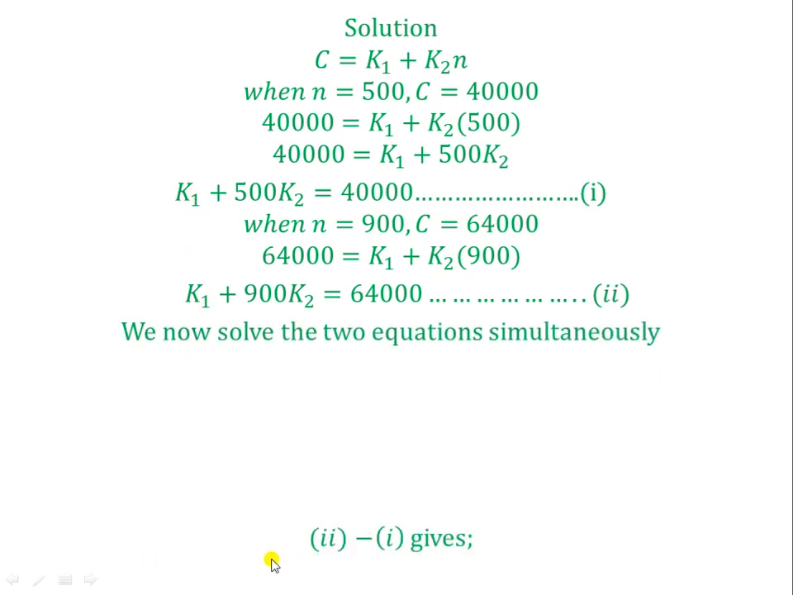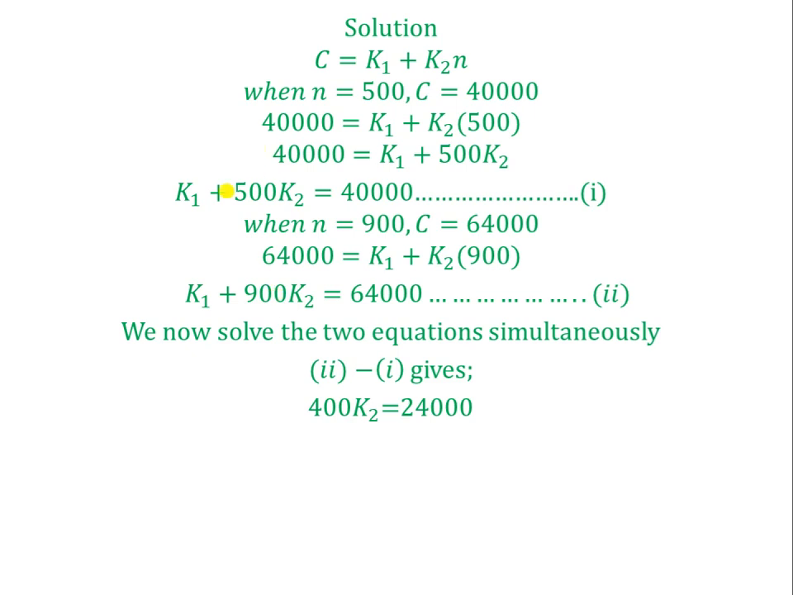Now when I eliminate K1, I will come up with 400 K2, which is obtained by subtracting 500 K2 from 900 K2. So when you get 900 minus 500, you'll get 400. But K2 giving us 24,000, which is obtained by subtracting 40,000 from 64,000. Then we simply divide through by 400. When you do so, the value of K2 will be 60.